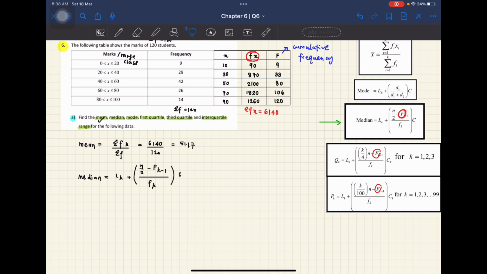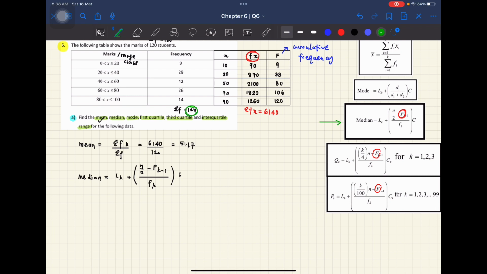Alright, so the first thing that you need to do in order for you to find the median is you need to identify the median class first. So how are we going to do that? Okay, so kalau ikutkan sekarang, kita punya total frequency, total students kita adalah 120. This one. So it's 120 over here. Okay, so 120 untuk kita mencari median.